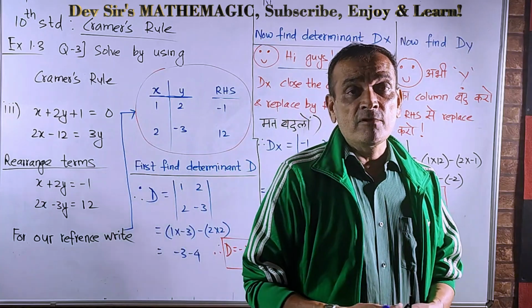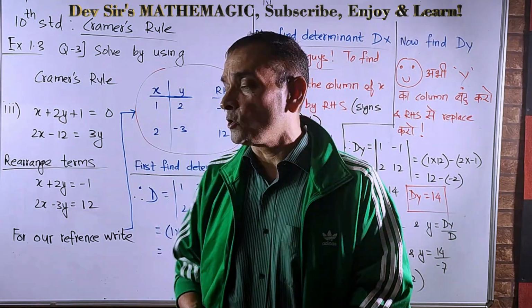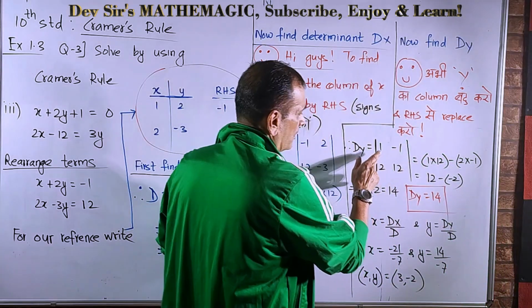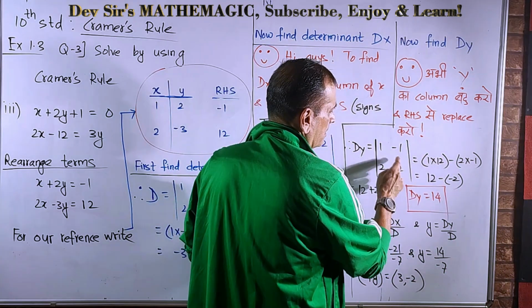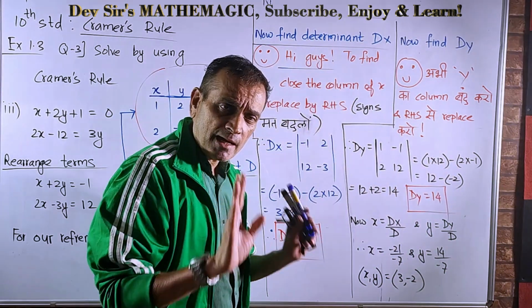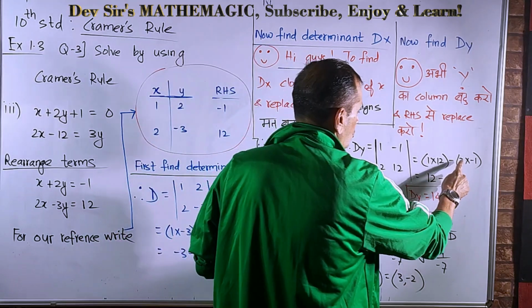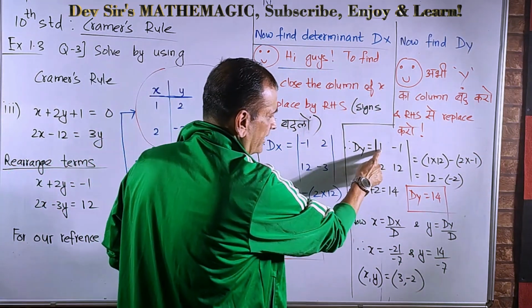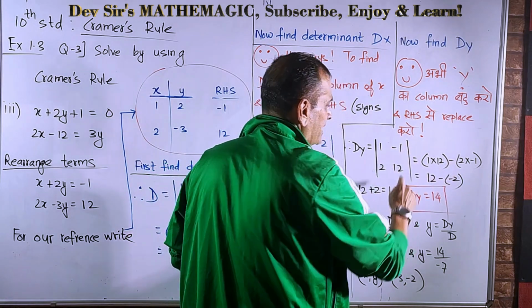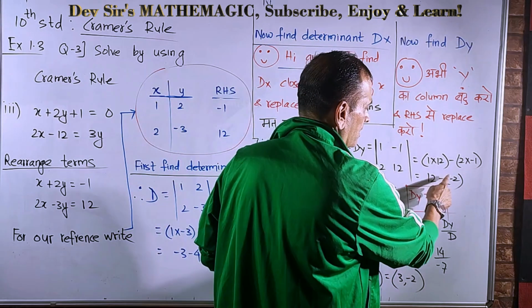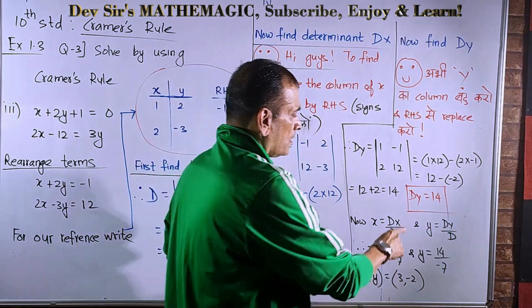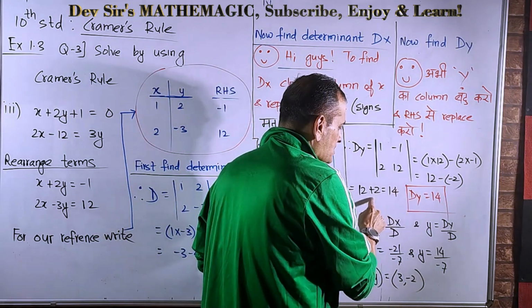Now find the value, every determinant has a value. Expand करो. Expand means find the value of the determinant. 1 into 12 minus, bracket लेने का ही है, 2 into minus 1. 1 into 12 minus 2 into minus 1. Now 1 into 12 is 12. 2 into minus 1 is minus 2. Minus of minus is plus 2.